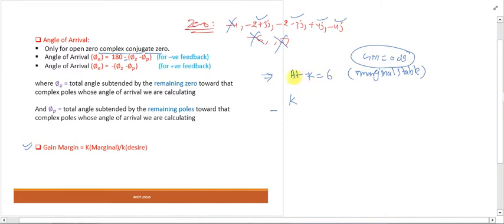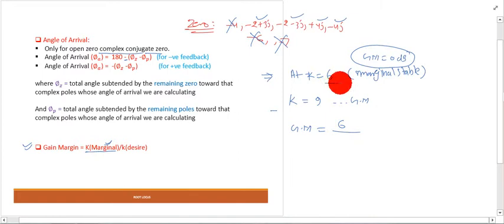It says that at k equal to 6, the system is marginally stable. Then find the gain margin of the system when k is equal to 9. At this point, when the value of k is 9, what will the gain margin be in that condition? For this, there is an equation here. K margin means the value of k when the system is marginally stable, which is 6.